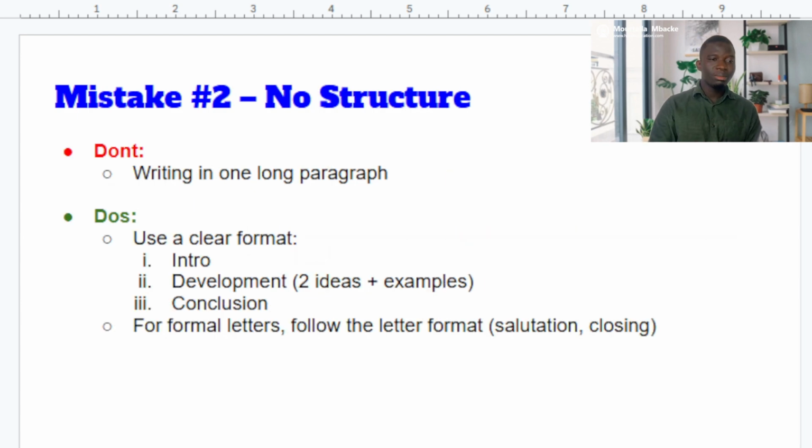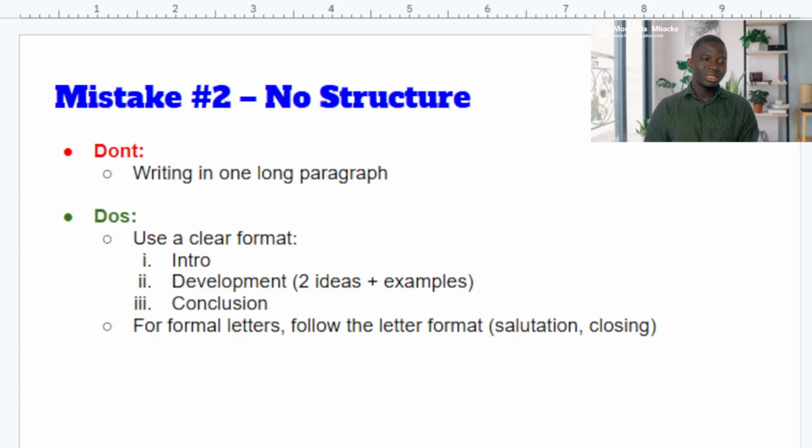Mistake number two is no structure. Having no structure, just coming and writing. All the sentences are in one line, they are all connected, there's no skipping a line, there are no connectors, just writing in a very long line. So you should avoid that.